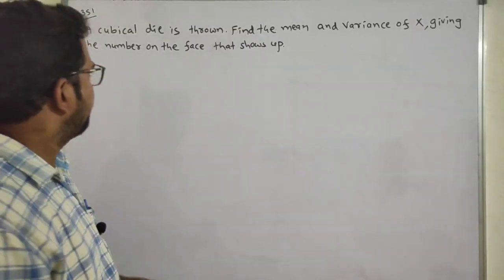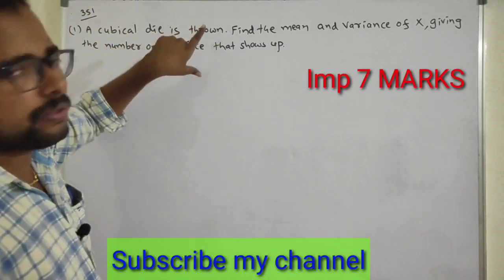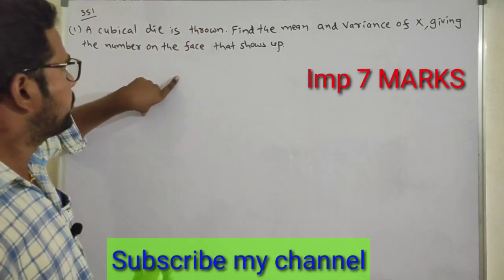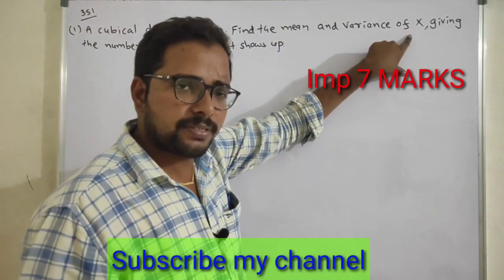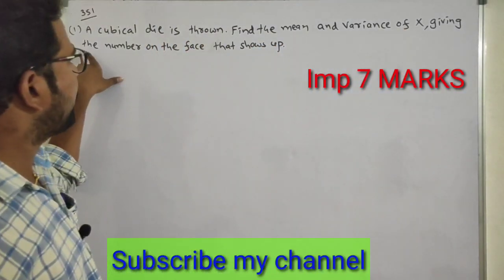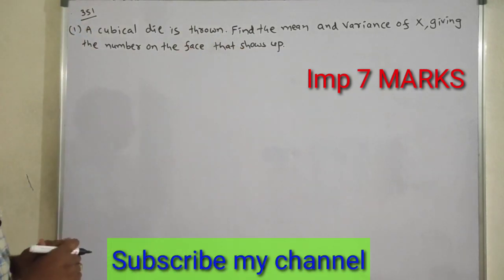In our textbook, on page number 351, we have this first problem. A cubical die is thrown. So one die is thrown. Find the mean and variance of x, giving the number on the face that shows up. So we find the mean and variance.